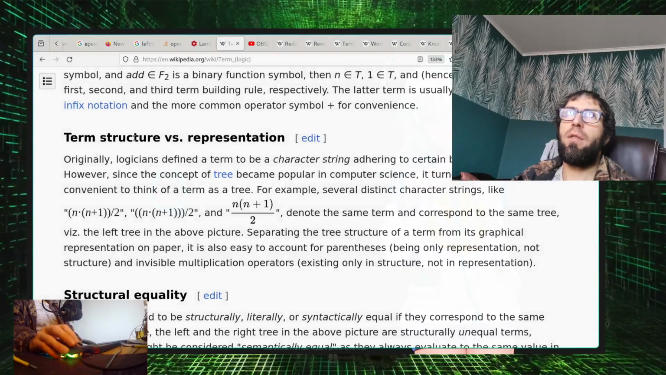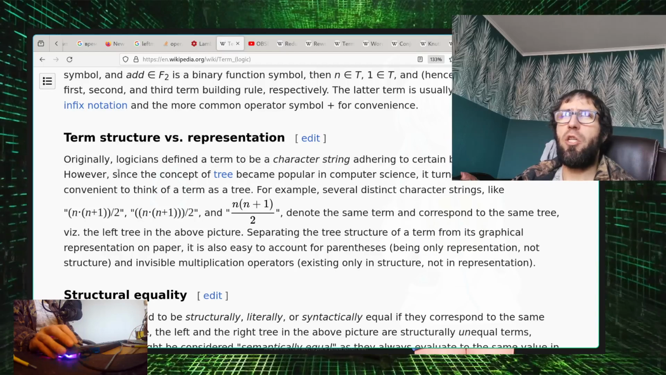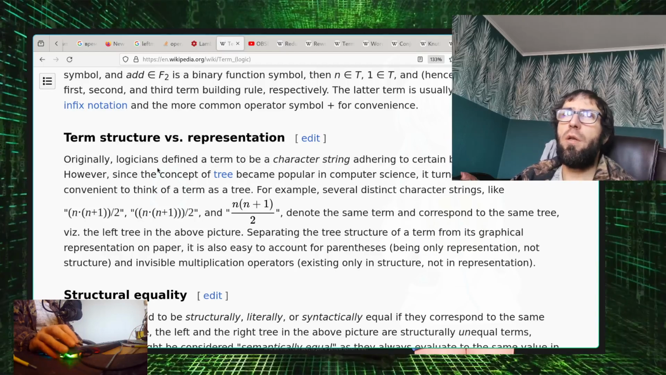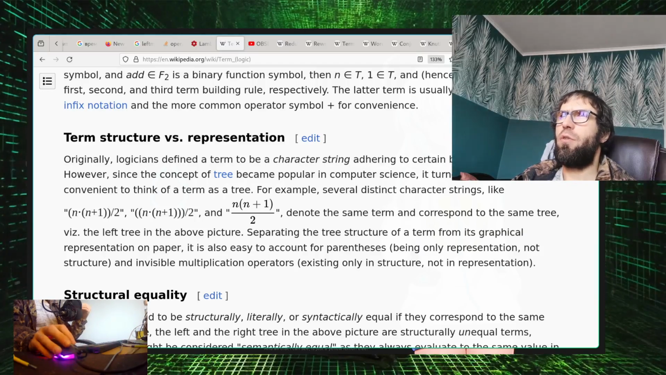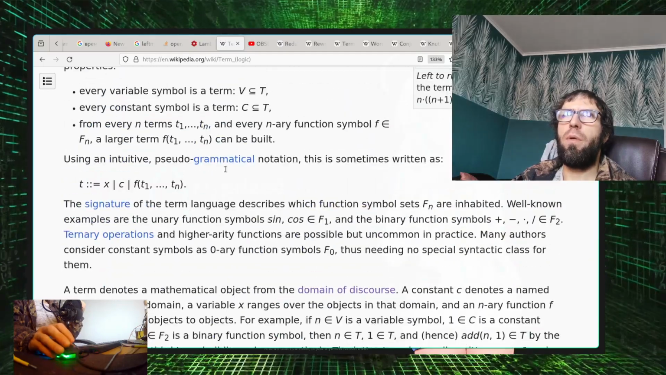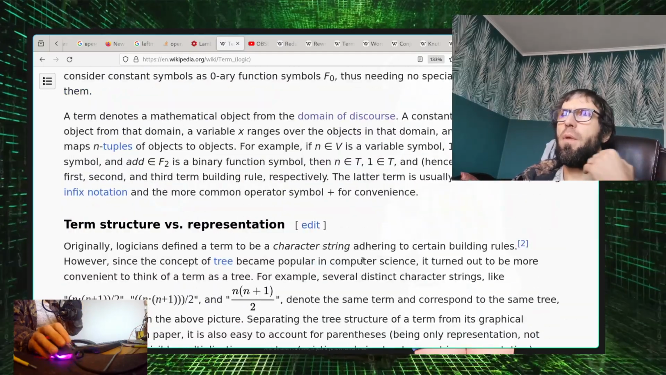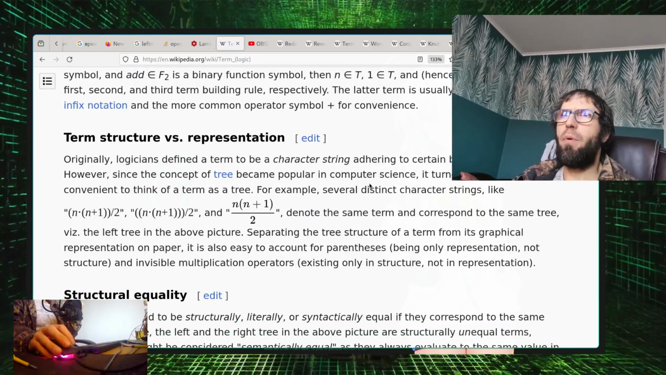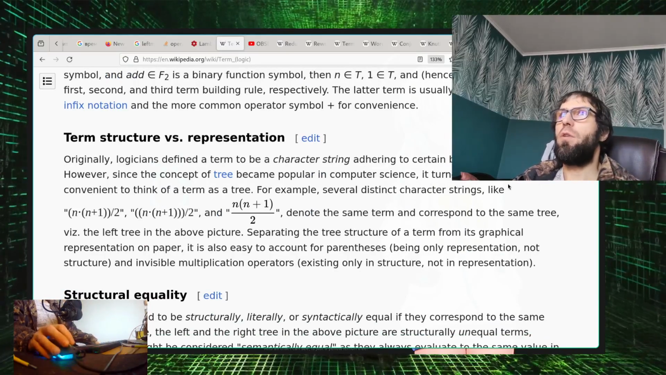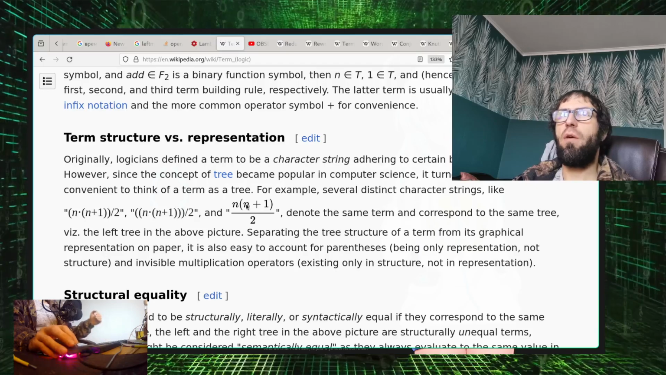The term has a structure and a representation. Originally, logicians defined terms to be character strings adhering to certain building rules. So we provide these building rules here. However, since the concept of the tree became popular in computer science, it turned out to be more convenient to think of the term as a tree.